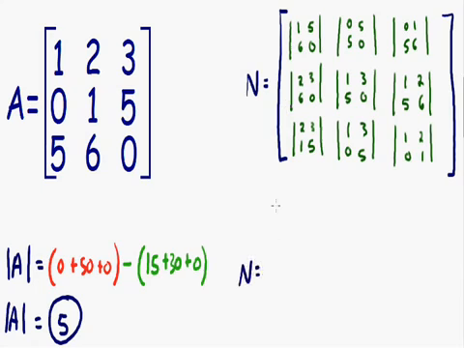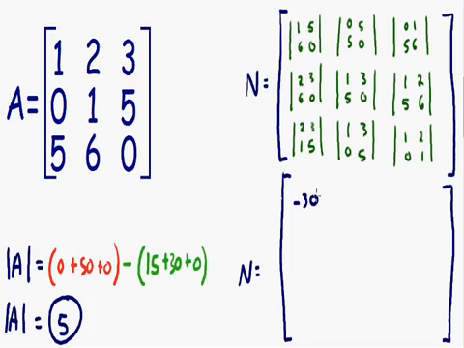Our next step is we need to replace our new matrix N with the determinants of all these 2 by 2 matrices. So we'll start with the matrix in the top left corner. To find the determinant of a 2 by 2 matrix, you just need to multiply this diagonal, and then multiply this diagonal, and then subtract both. So that's what I'm going to do right now. We have 1 times 0, which is 0, and we have 5 times 6, which is 30. 0 minus 30 is equal to negative 30.